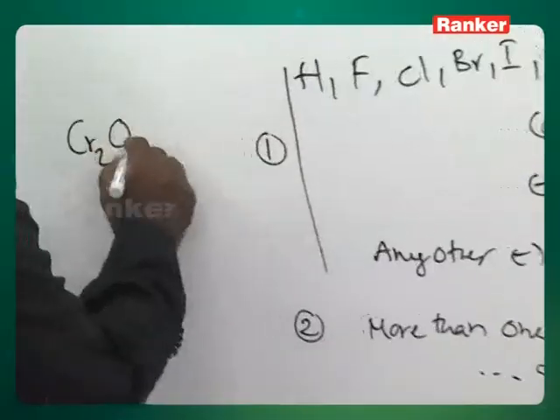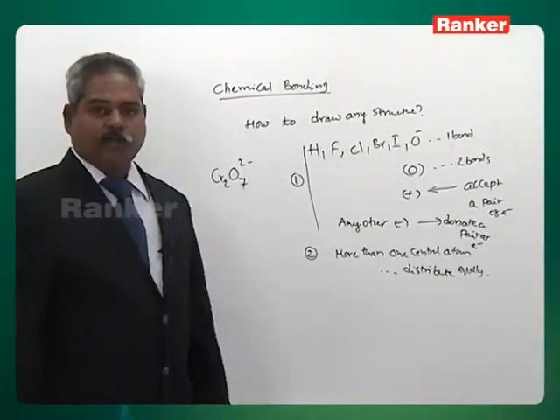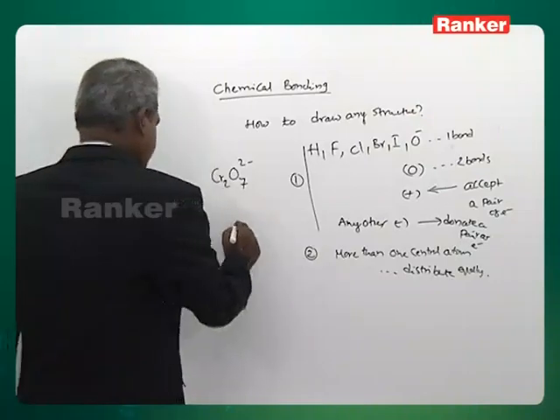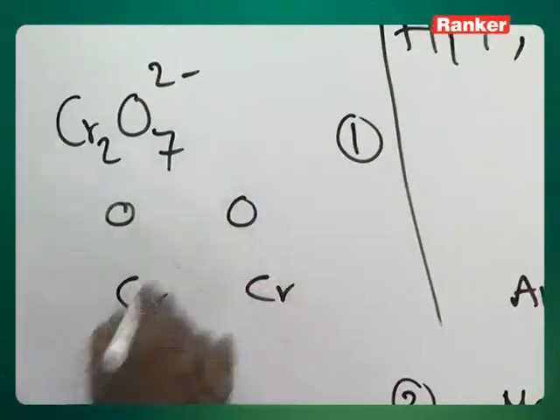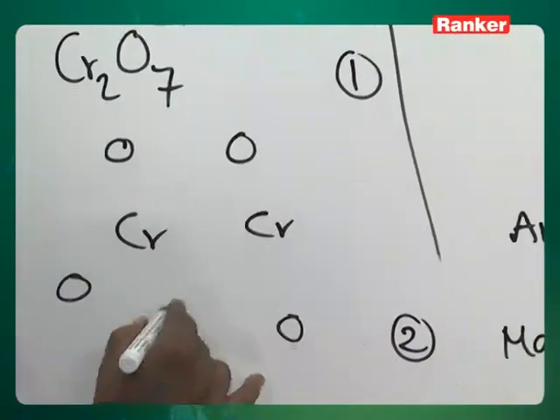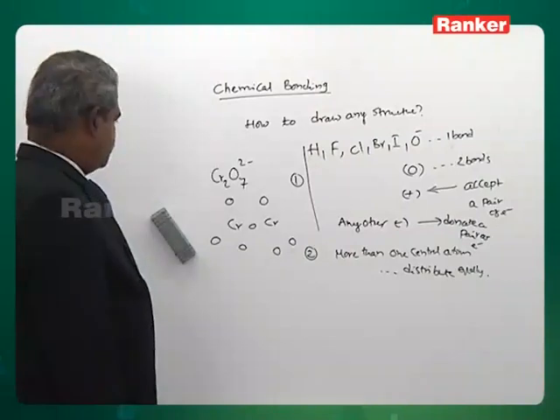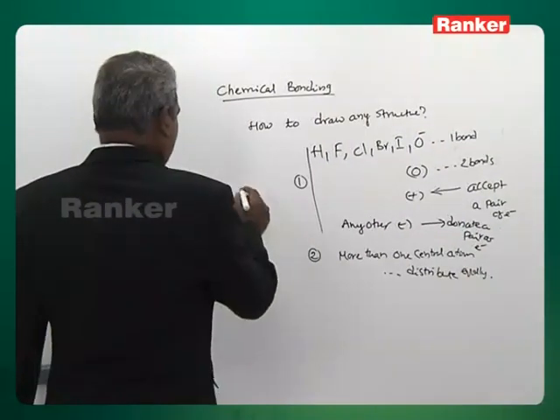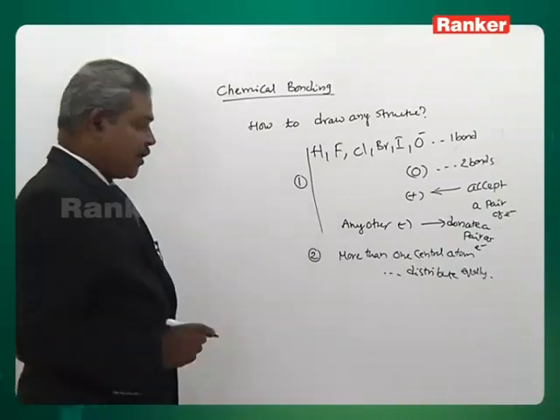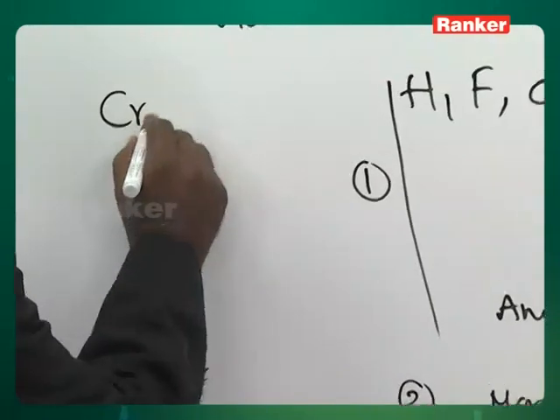Cr2O7 2 minus. You have 2 chromiums, 7 oxygens, 1, 2, 3, 4, 5, 6, 7. Look here, I will write it again. So, more than one central atom, distribute equally.